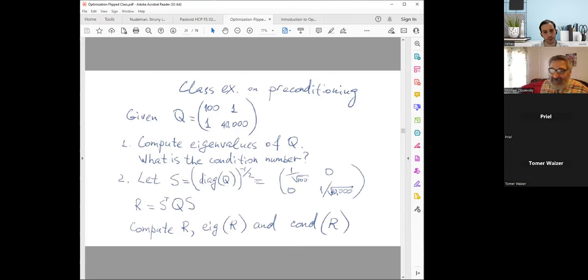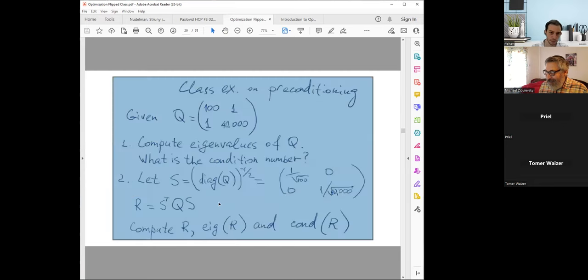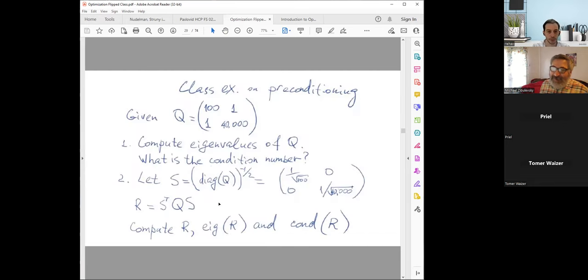In previous years we did this example manually, but to save time I invite you, if you have MATLAB or Python, just take this matrix and this preconditioning and say what the eigenvalues of the original matrix are and what the eigenvalues of this matrix R after preconditioning are. So let's do this. Numerically, this exercise is really fast.